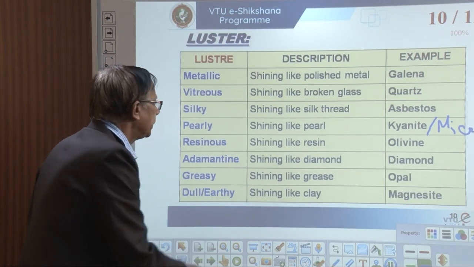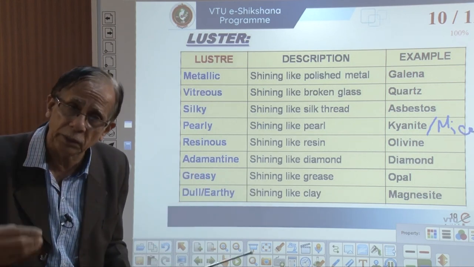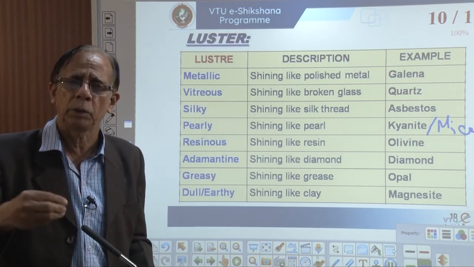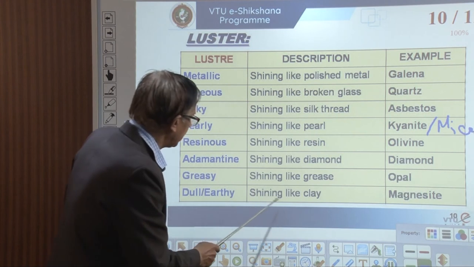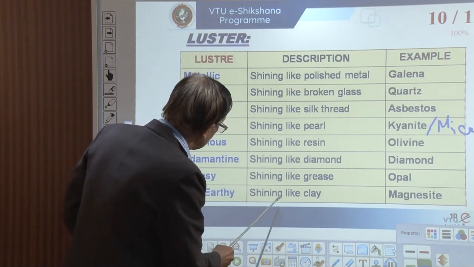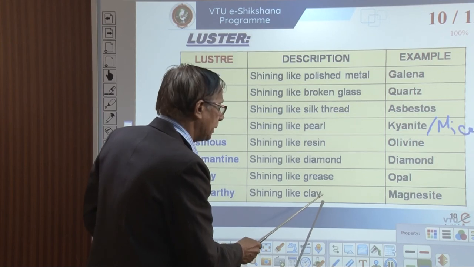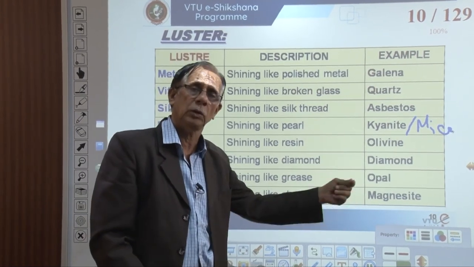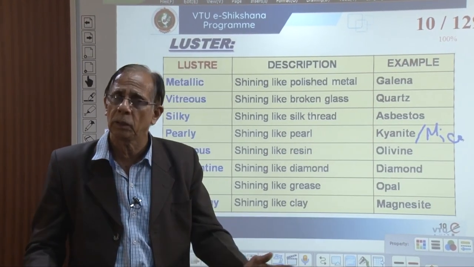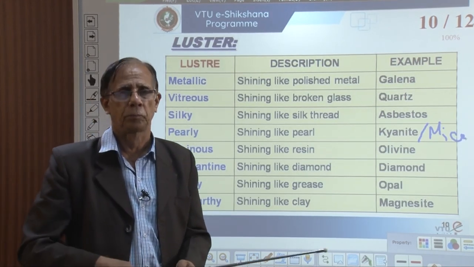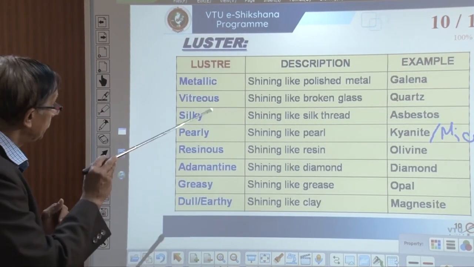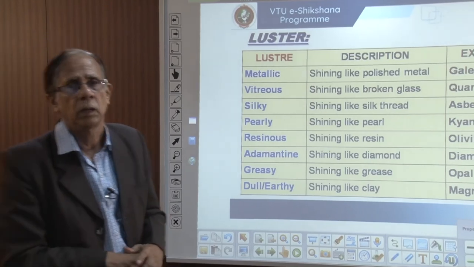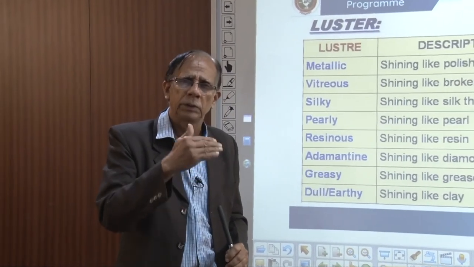Dull, earthy material. There are plenty of minerals which do not shine at all because of their poor, weak atomic bonding. They do not shine at all. For example, they shine like clay, dull shining, magnesite. I have quoted one mineral, that is not the only one. There are several other minerals which have this kind of shining. Friends, this we can make use of in engineering, in industry, knowing their specific habit, shining, etc.